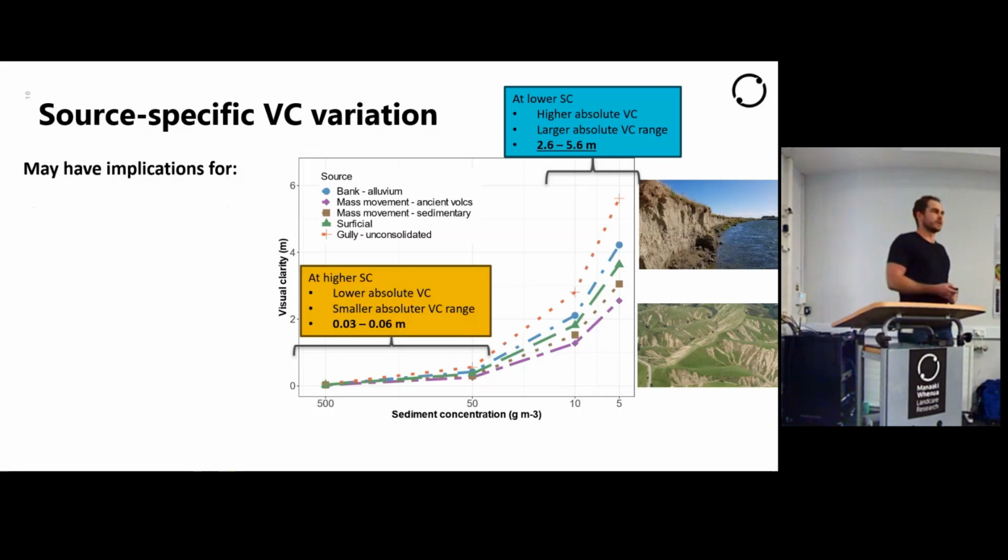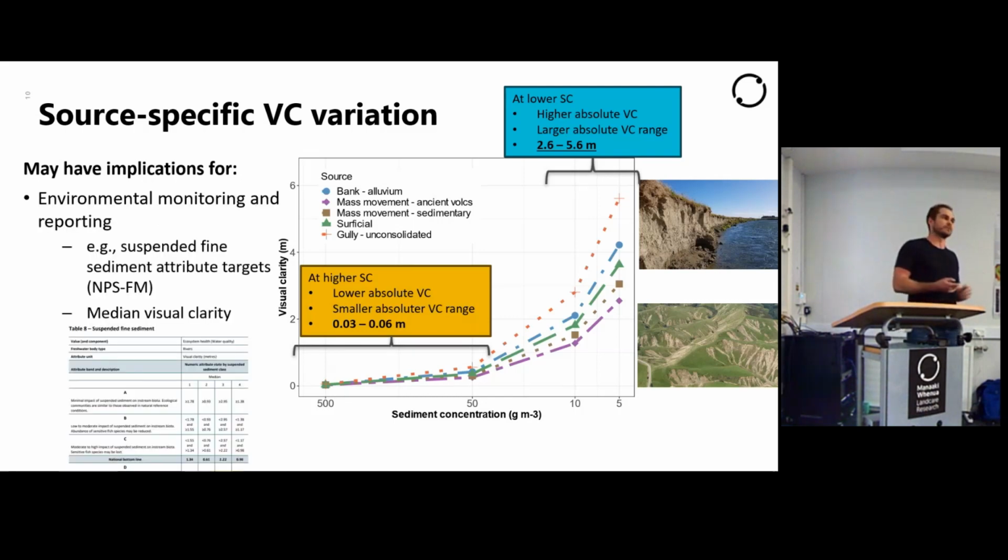And this may have implications for how we understand visual clarity and for environmental monitoring and reporting of these metrics, so understanding suspended fine sediment targets for visual clarity. When we measure visual clarity, it's going to be influenced by the preceding conditions and the type of material that is eroded in the catchment and is delivered to that point in the stream.